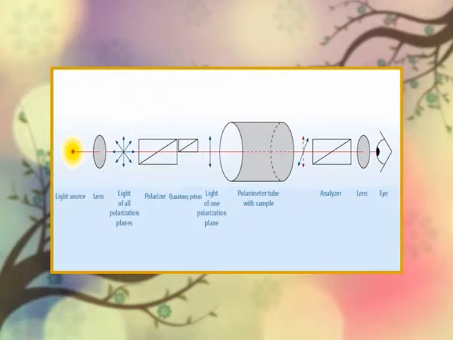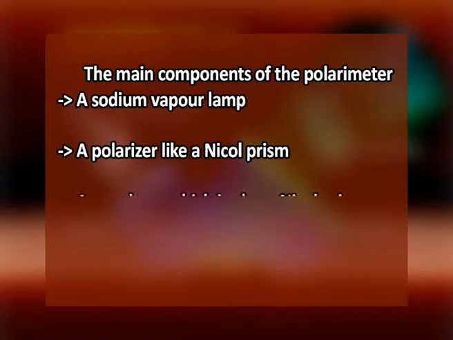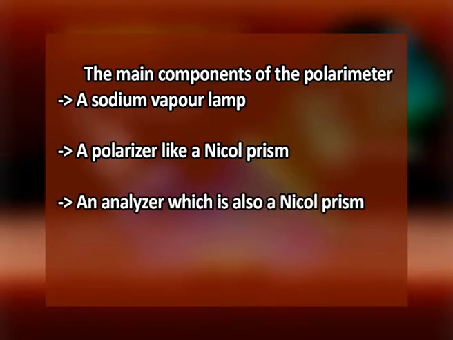the given figure. The main components of the polarimeter are a light source, which is usually a sodium vapor lamp, a polarizer like a Nicol prism, an analyzer which is also a Nicol prism, and a sample tube. The polarizer is used to obtain polarized light, while the analyzer is used to measure the angle of rotation.